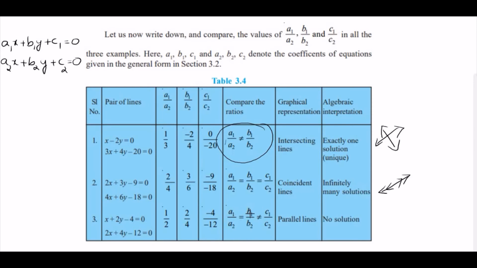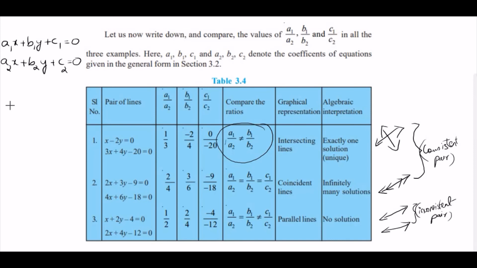When you get the first two ratios as equal and the last one not equal, then you can say they will give you parallel lines. Parallel lines means no solution. These two are the consistent pair because they give you solutions, and this is the inconsistent pair.